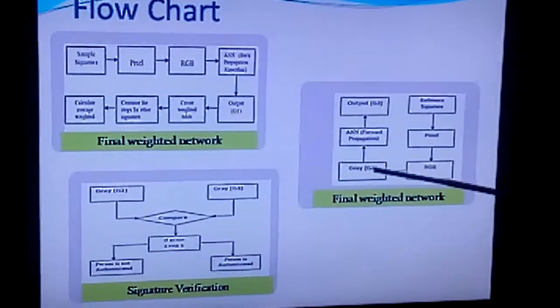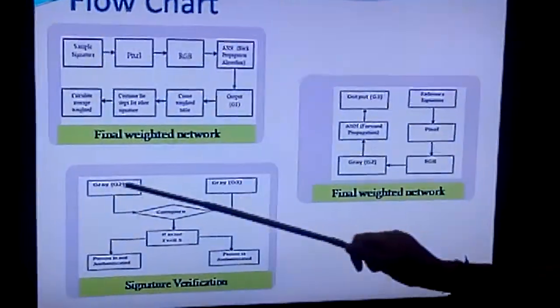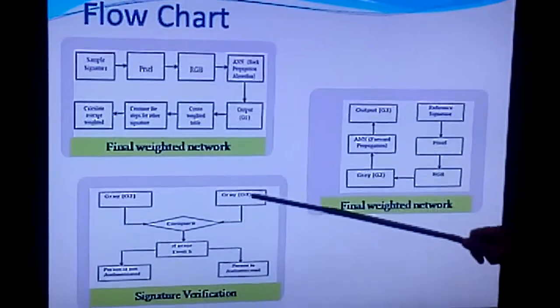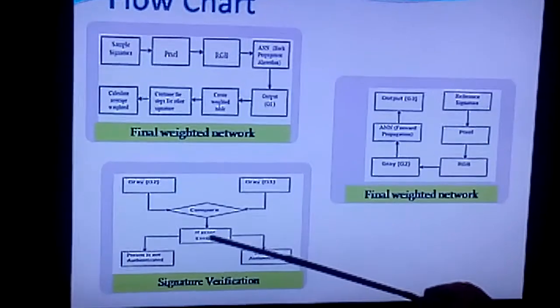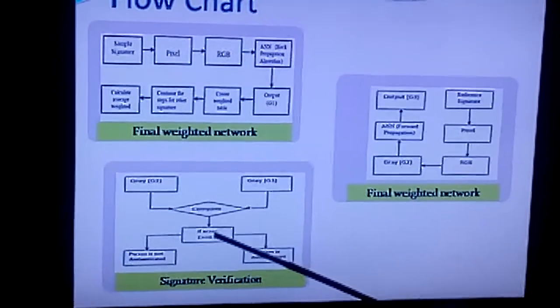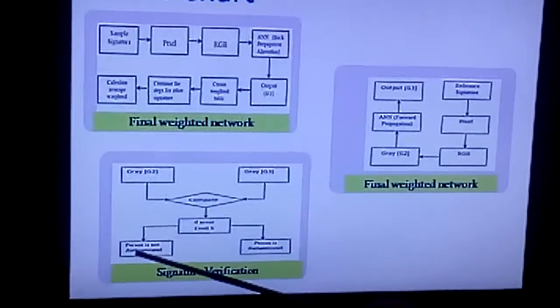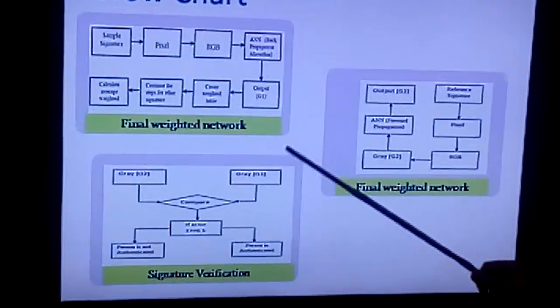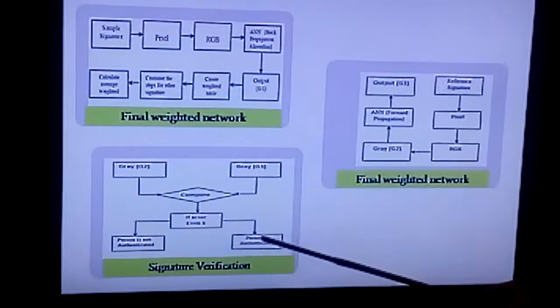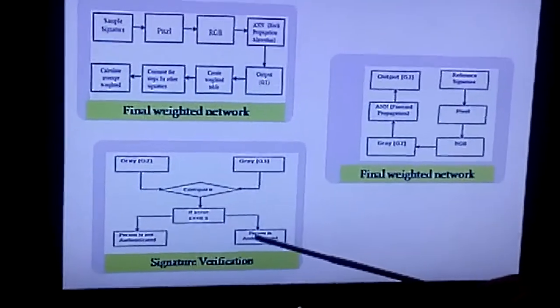Now we compare G2 with G3, and after comparison, if the difference is more than 0.5, that means the person is not authenticated, or if the difference is less than 0.5, that means the person is authenticated.